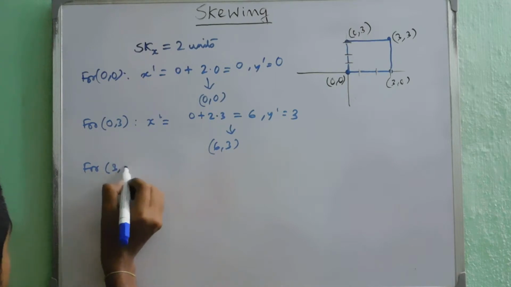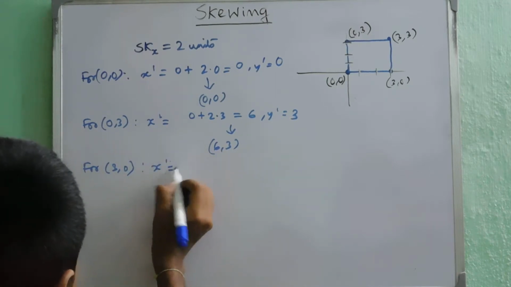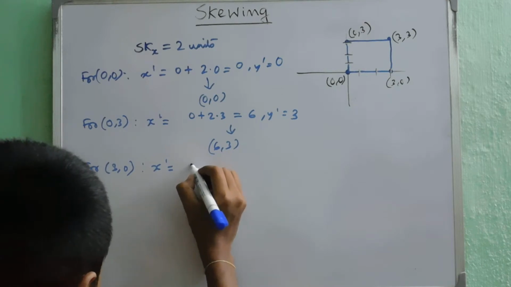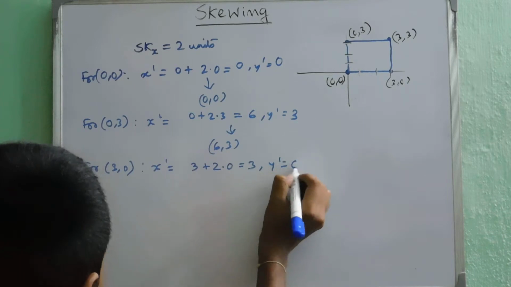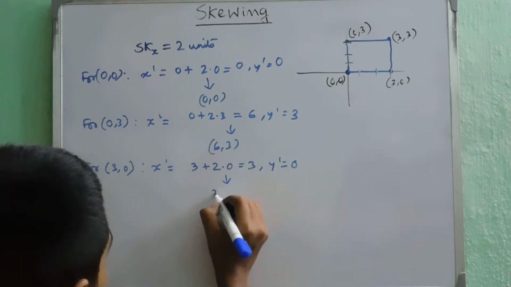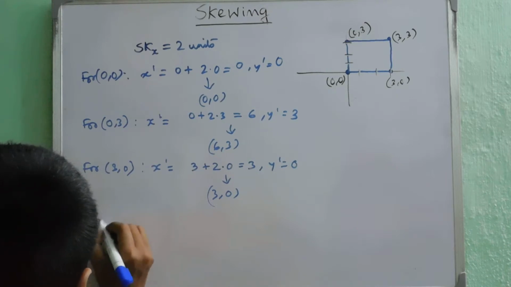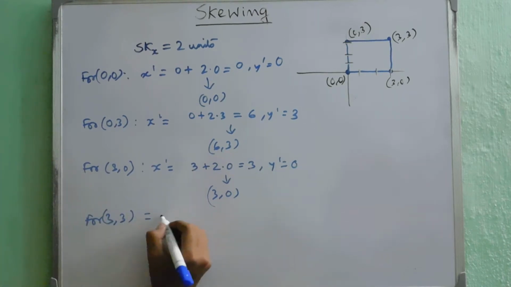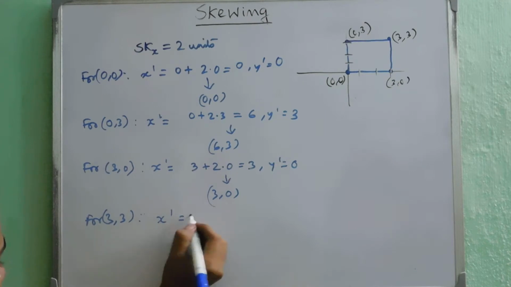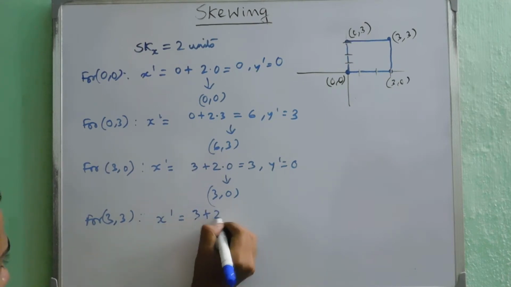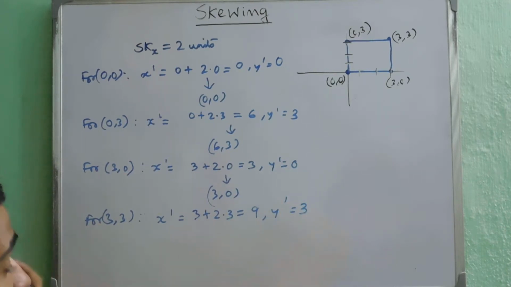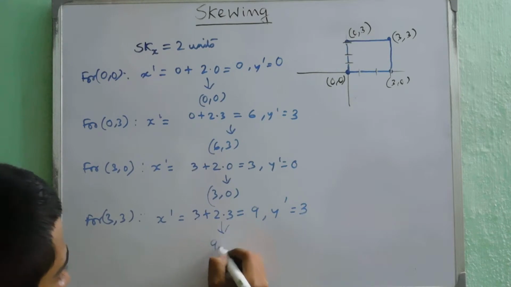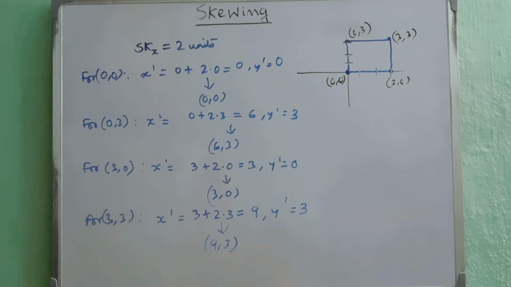For 3, 0, we have x dash equals 3 plus 2 into 0, that is 3, and y dash as 0. So we are getting 3, 0. And finally for 3, 3, we have x dash as 3 plus 2 into 3, that is 9, and y dash as 3. So we are getting 9, 3. Okay, so let's plot these points.